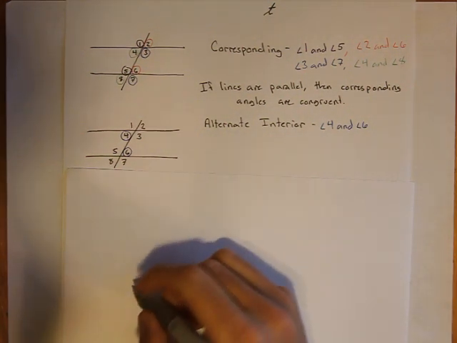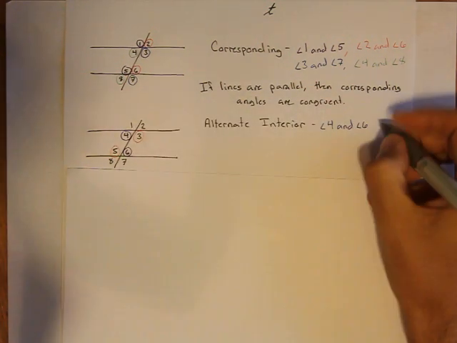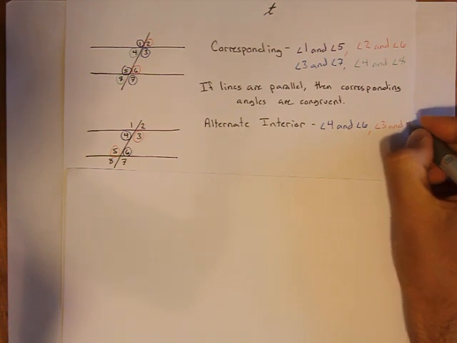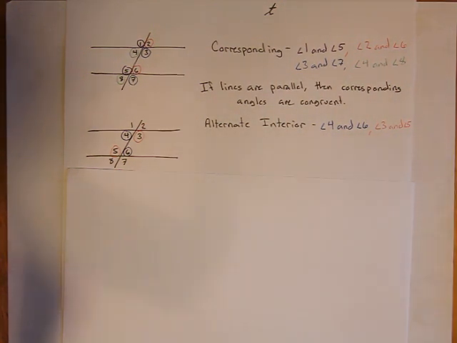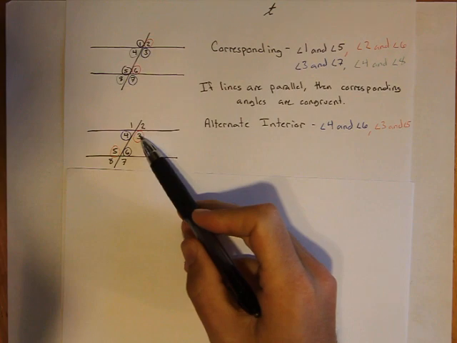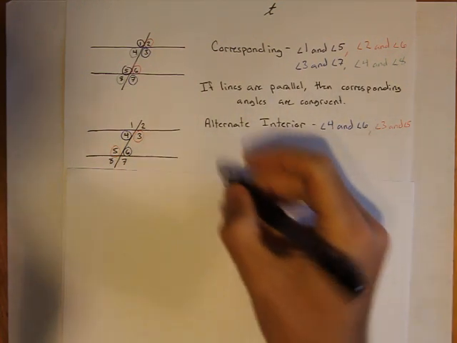And then I have another pair of alternate interior angles. I could go angle 3 and angle 5. Again, inside the parallel lines, opposite sides of the transversal. And like before, I can write a similar theorem. If you look at these pairs, it looks like obtuse, obtuse, acute, acute. It looks like they should match up, and they do.